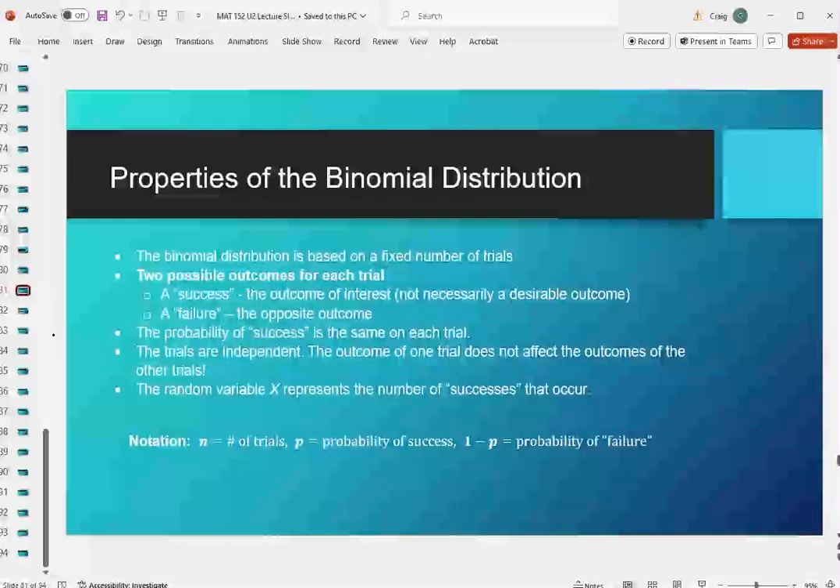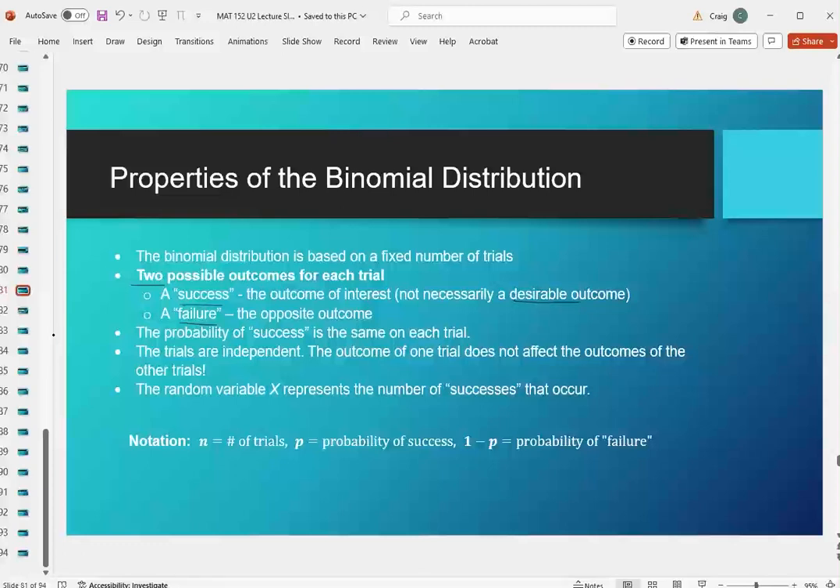The binomial distribution is based on a fixed number of trials and outcomes. Okay? And what we do is we consider for each trial, there is some outcome that is a success and some outcome that is a failure. There's only two that's possible, either success or failure, right? Yes or no, essentially. Okay. The success part is the part that we're interested in. It's not necessarily a desirable outcome. It's not necessarily a good thing, okay, but it's the one that we're trying to learn about. A failure is the opposite, whatever the other outcome is.